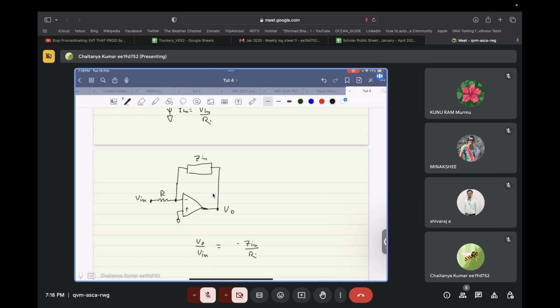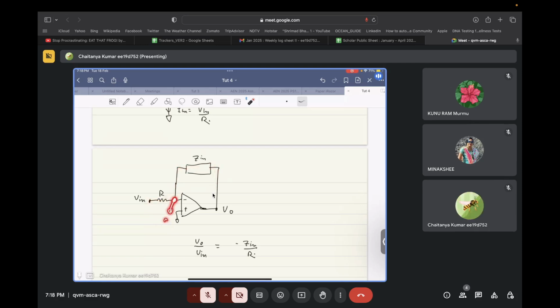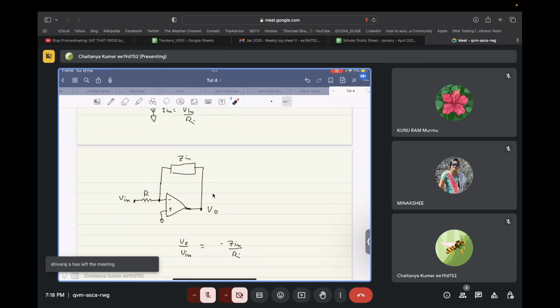So what happens in this? Your V in gets converted into a current of V in by R, and then that passes through this impedance of Z in. And since on one side of Z in we have 0 voltage due to the virtual ground, on the other side of Z in we get a voltage of minus Z in times whatever current is flowing through that, right?